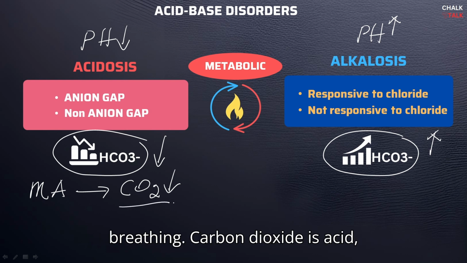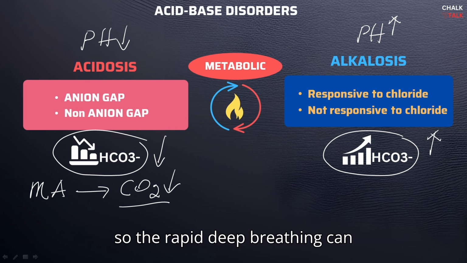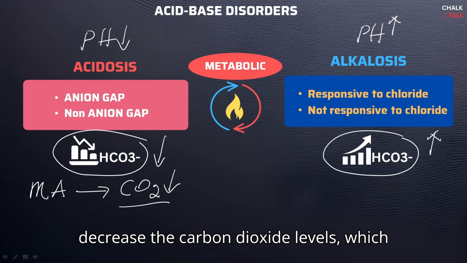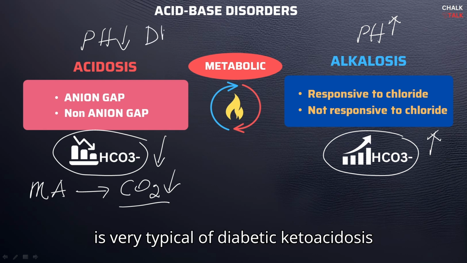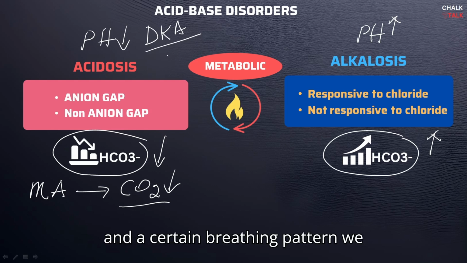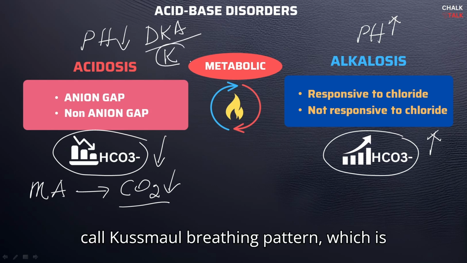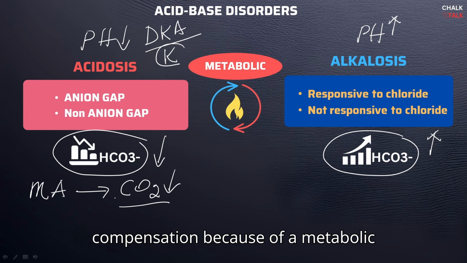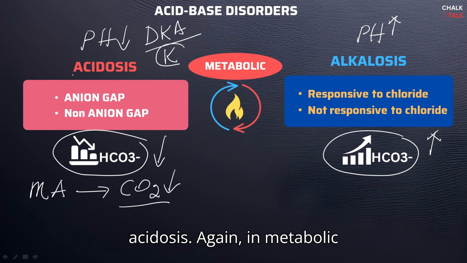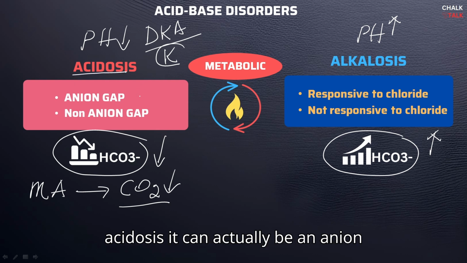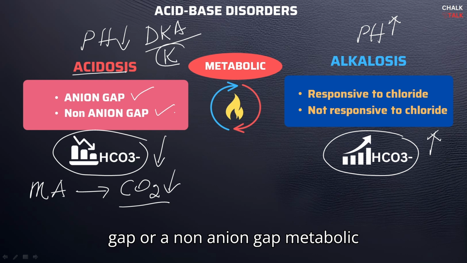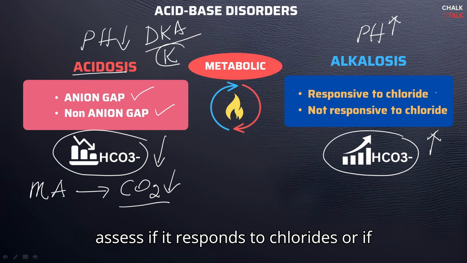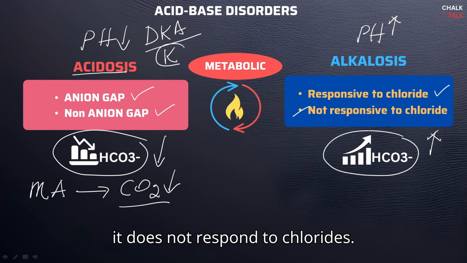Carbon dioxide is acid, so the rapid deep breathing can increase some intake of oxygen and decrease the carbon dioxide levels, which is very typical of diabetic ketoacidosis and a certain breathing pattern we call Kussmaul's breathing pattern, which is deep and rapid. This is a respiratory compensation because of a metabolic acidosis. Again, in metabolic acidosis, it can actually be an anion gap or a non-anion gap metabolic acidosis. Regarding alkalosis, we have to assess if it responds to chlorides or if it does not respond to chlorides.